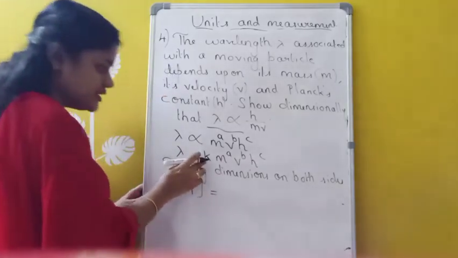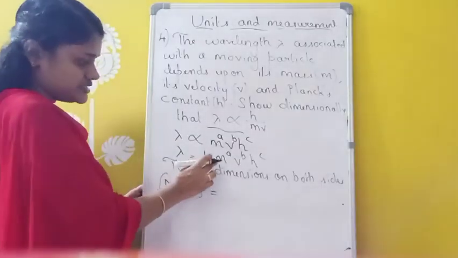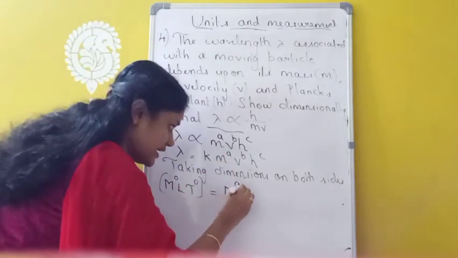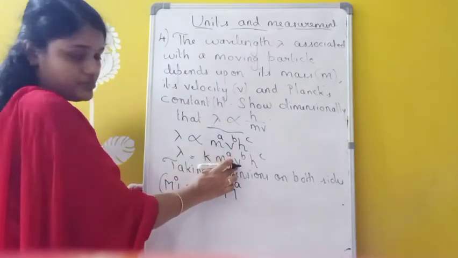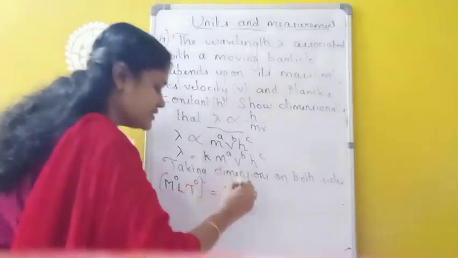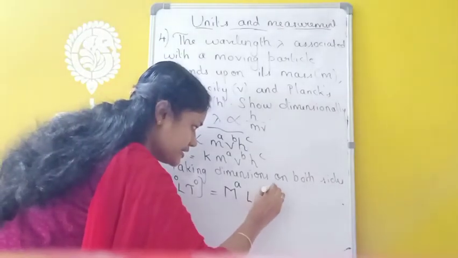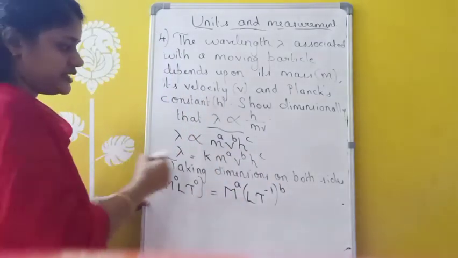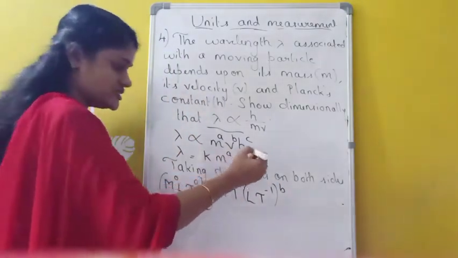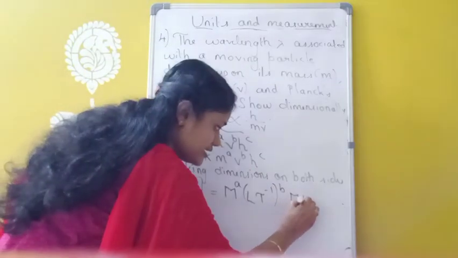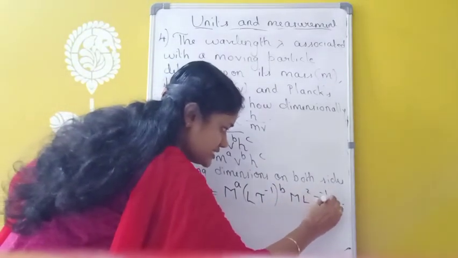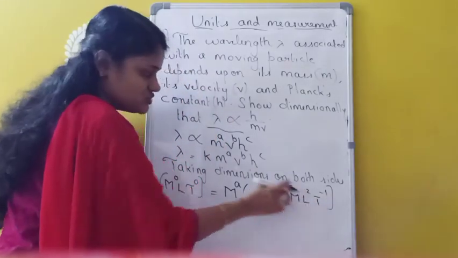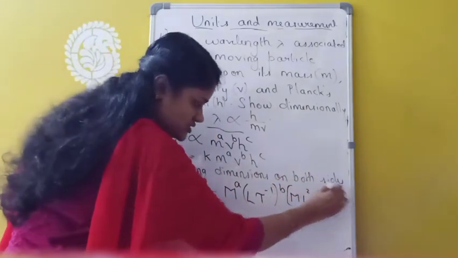That is equivalent to, k we are not including in the dimensions. Then mass dimension is capital M. So M raised to a. Then v means velocity. Velocity dimension is L, T raised to minus 1, the whole raised to which one? B. The whole raised to b. Now again h, Planck's constant dimension is M L square T raised to minus 1. Okay. So M L square T raised to minus 1 is the dimension of which one? Planck's constant raised to c. Okay.